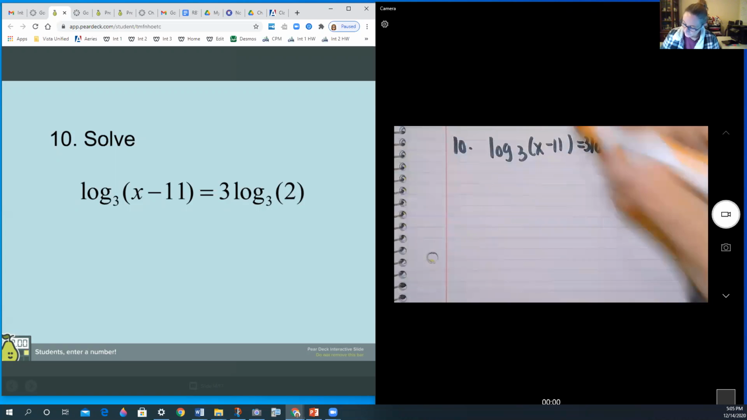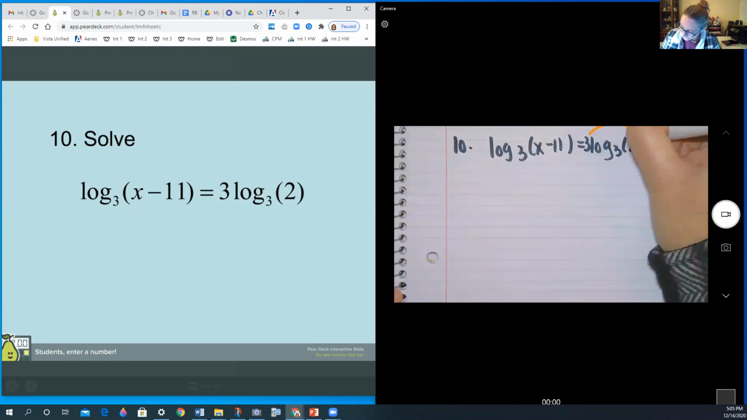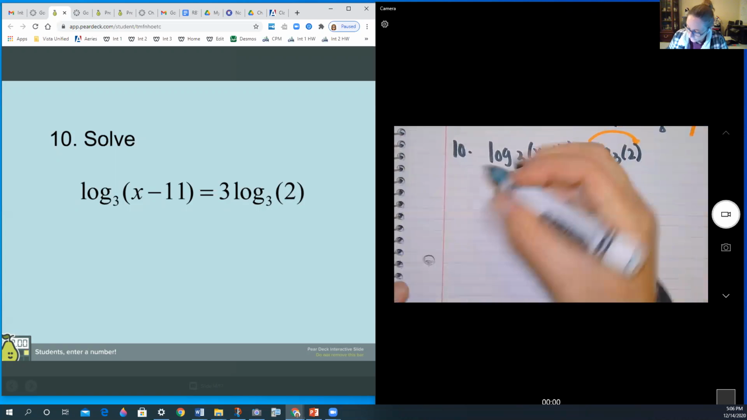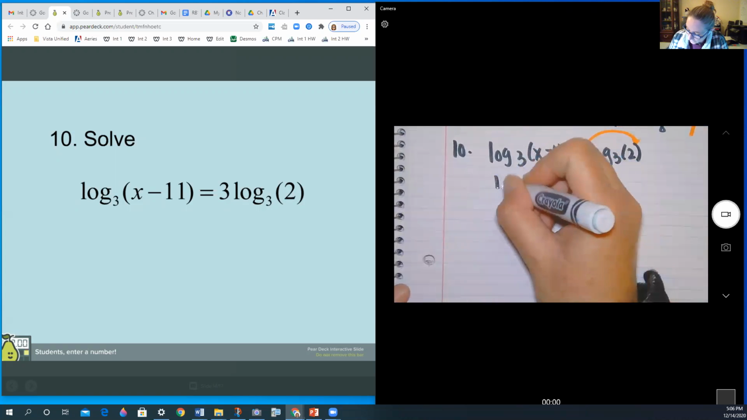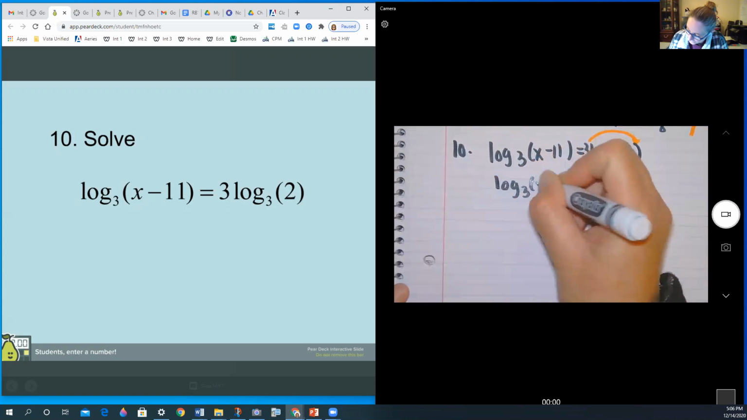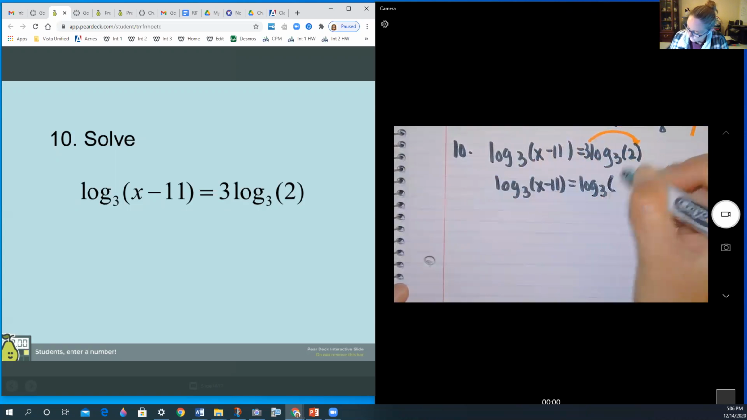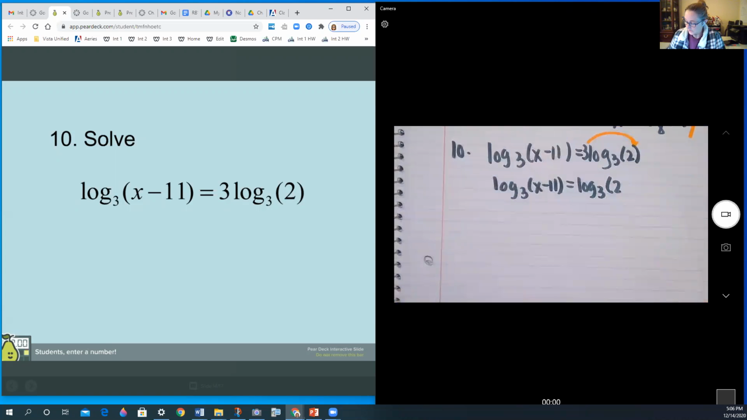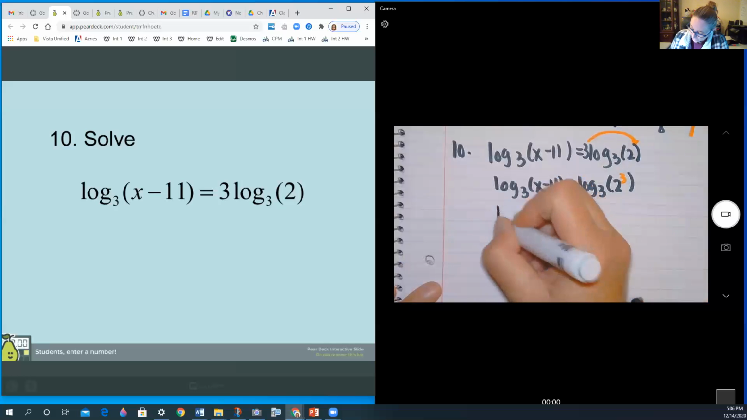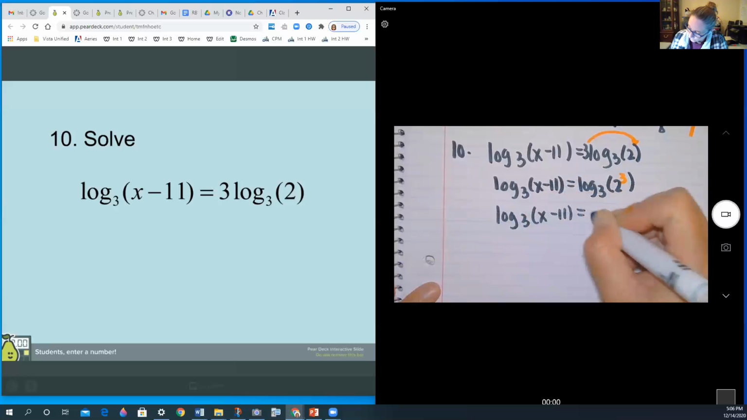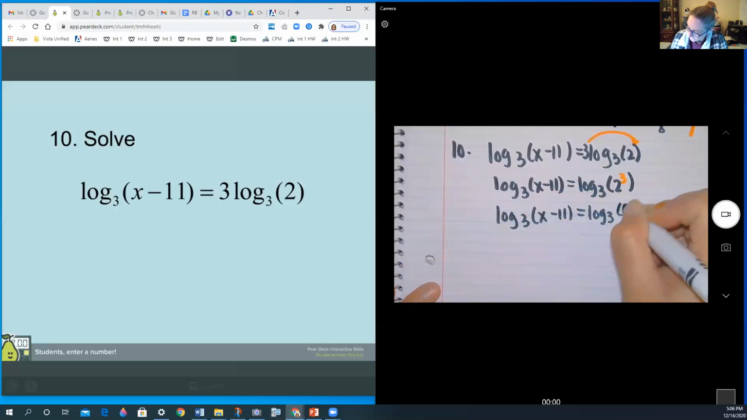So this 3 is really going to become the exponent of this 2. So this is really going to be log base 3 of x minus 11 equals log base 3 of 2 to the third, okay? And 2 to the third is 8. So again, this is going to be log base 3 of x minus 11 equals log base 3 of 8.